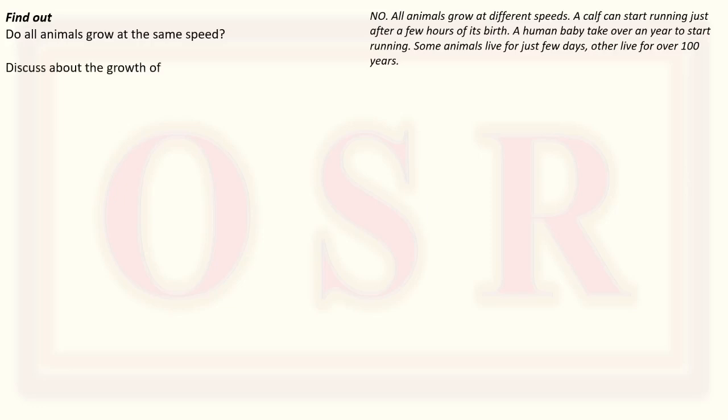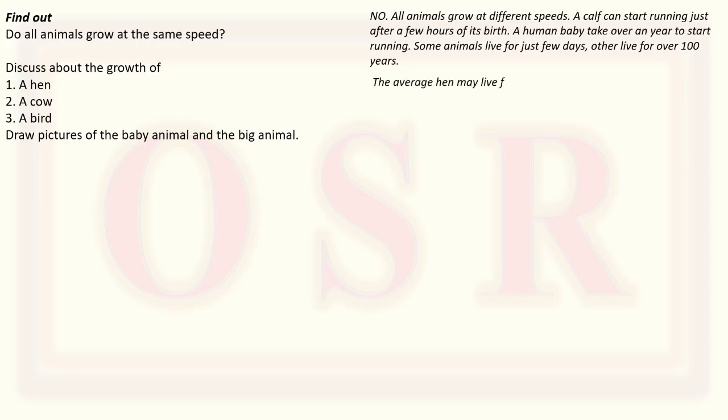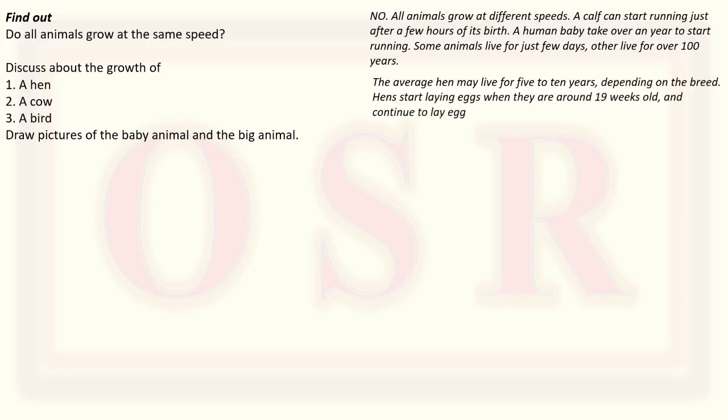Now discuss the growth of a hen, a cow, a bird. Draw pictures of the baby animals and the big animals. So you can Google it, go to the internet, look for pictures and draw them. Now coming back to hen. The average hen may live for 5 to 10 years depending on the breed. A hen starts laying eggs when it is around 19 weeks old and continues to lay eggs for around 2 years. After that, they are generally killed for meat.